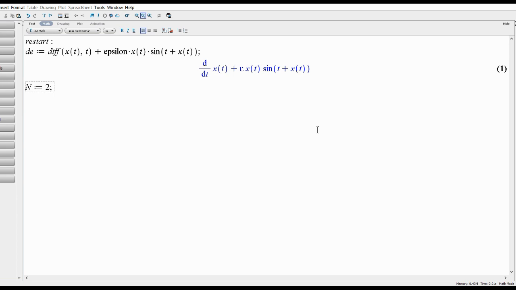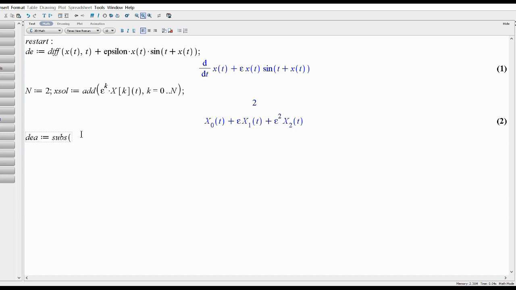Let us say x solution is equal to the sum of epsilon to the power k times x k of t, k equals 0 to n. So this is the solution. Over here I am not doing anything with the time, and this is some function of time independent of epsilon, this is another function of time independent of epsilon, and so on.